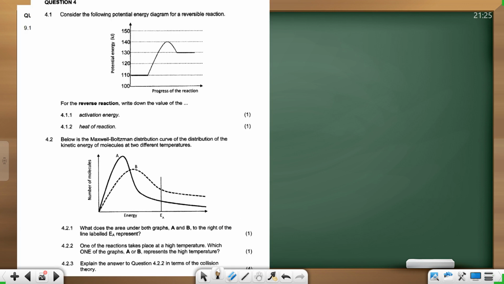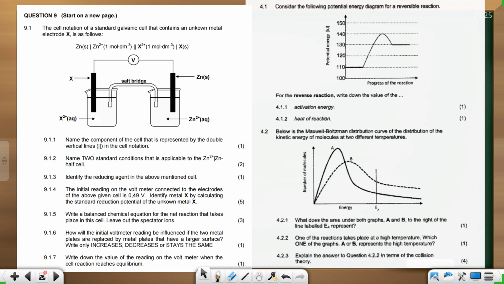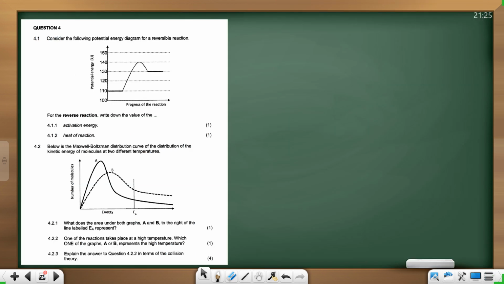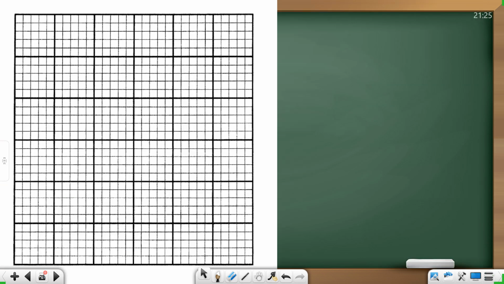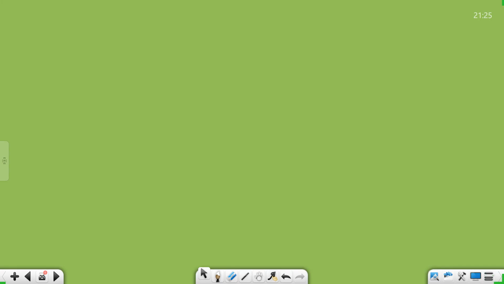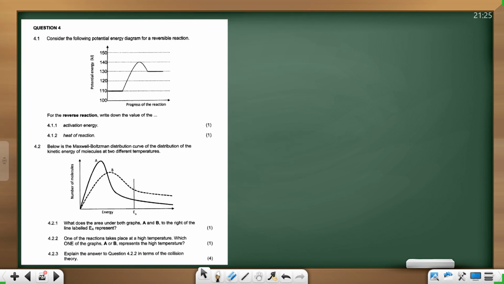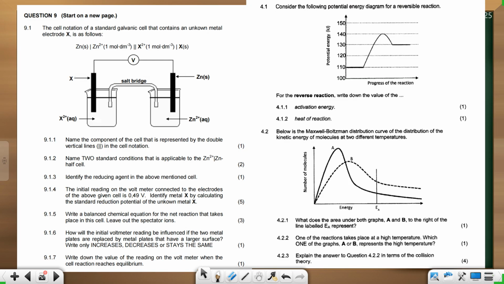Okay, let me see something. What's going on here? Something is cooking oil. Okay, yes. I actually wanted to talk about Maxwell Boltzmann's distribution. Okay, just a second. Oh. All right, just a second. I think I made a mess here.